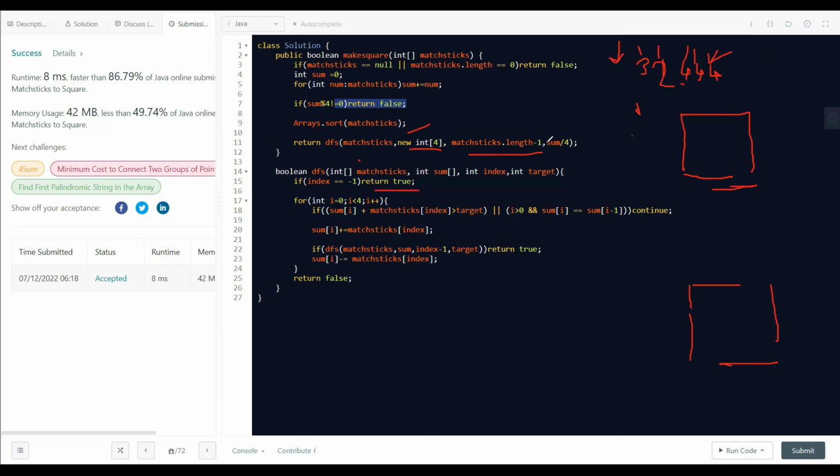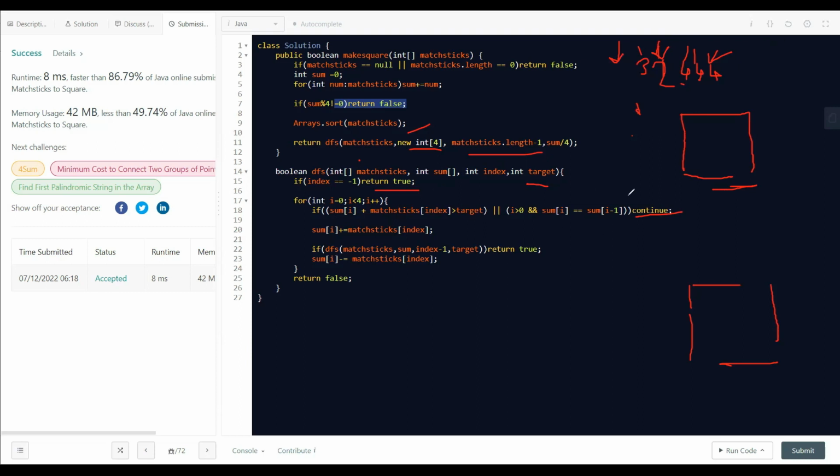We reached our target. Now we went through all the 0 to 4 of the sums array, like all the sides array, and we check a particular value. The sums array initially is 0 at all positions, but say we place our index at this position, and we find that the sum plus whatever the matchsticks index is pointing to is greater than our target value, we shouldn't go ahead, we simply continue.